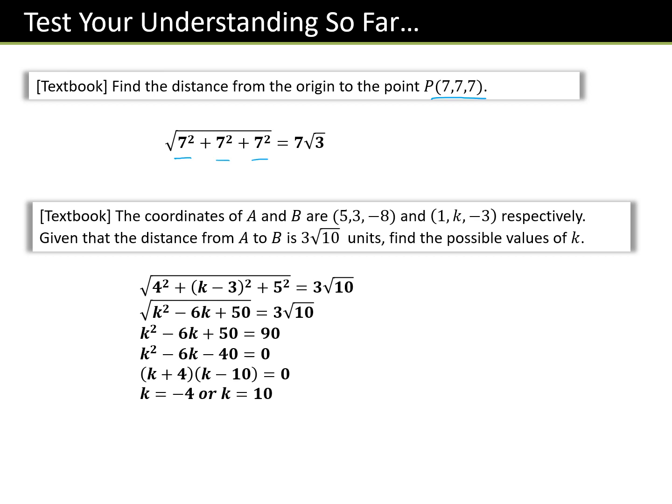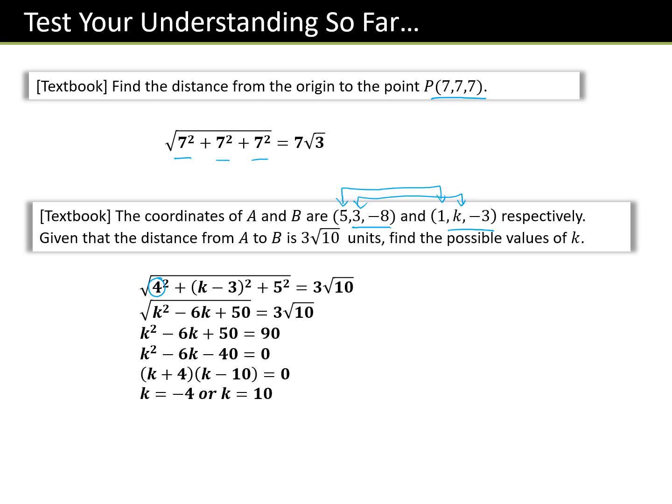Now the next question, you're trying to find the distance between A and B, given that these are the 2 coordinates of A and B. So again, applying Pythagoras' theorem, but now because we're not from the origin, what you need to do is to find the difference in the x coordinates, and 5 minus 1 gives you the 4. The difference in the y coordinates, and that's going to be k minus 3. You can do 3 minus k or k minus 3. It doesn't really matter because you are squaring the distance.